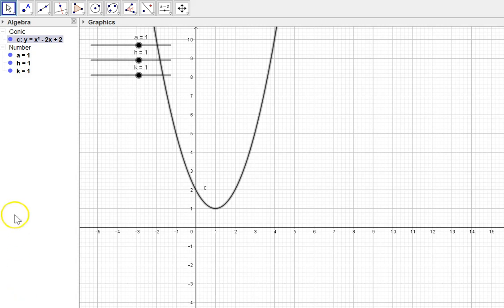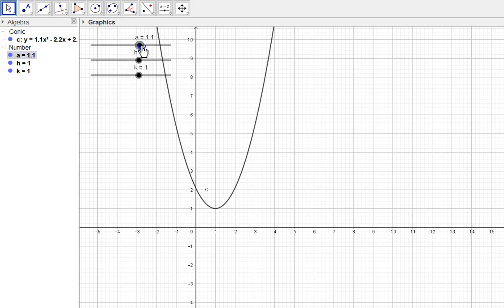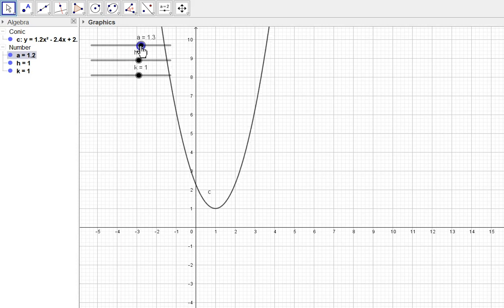Okay, so to do this, I'm using GeoGebra. So I've put in the general form of y equals a bracket x minus h all squared plus k. And at the moment, a, h and k are just set at the value of 1. Now let's just go to looking at what a actually does. So a is that letter in the front of the formula. Now look at how the graph changes.